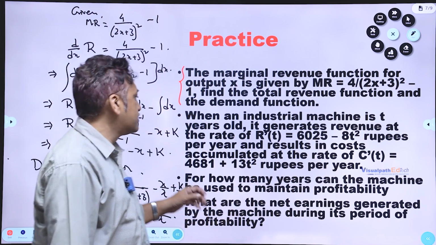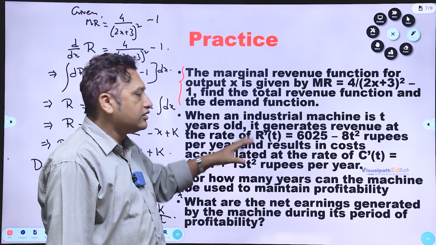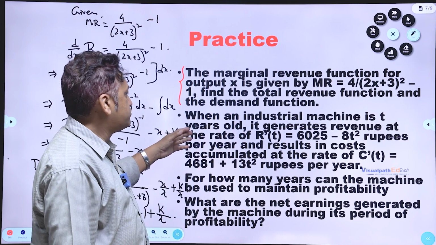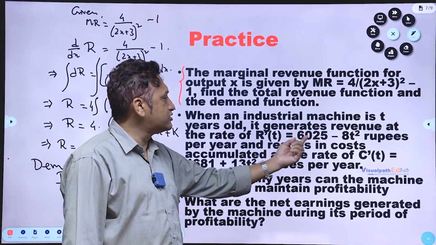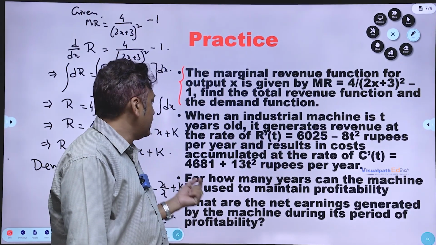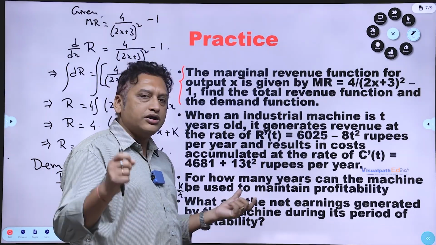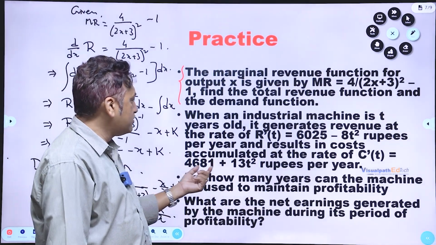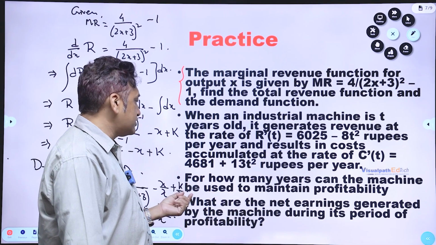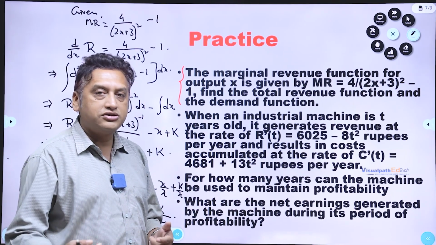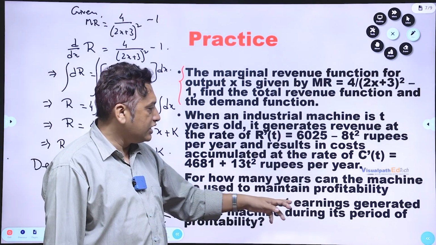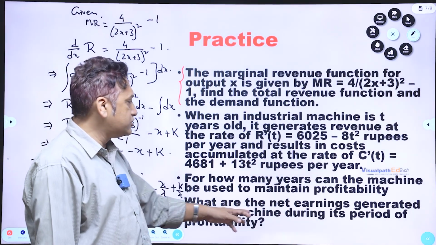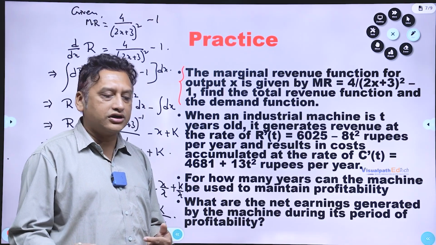It's a very interesting question. It is said that there's a machine which is being used, and in 3 years, the machine generates a revenue of 6025 minus 8t square, and the cost that is being accumulated is 4681 plus 13t square. Now, the question is, for how many years can the machine be used in order to maintain profitability? And the second is, what are the net earnings generated by the machine during this period of profitability?